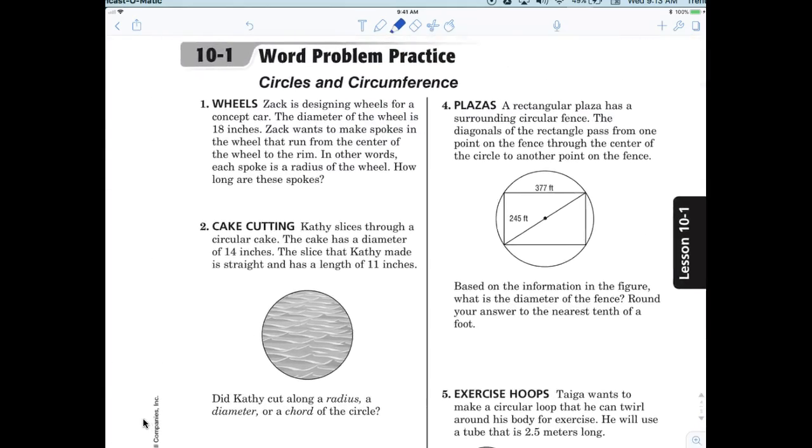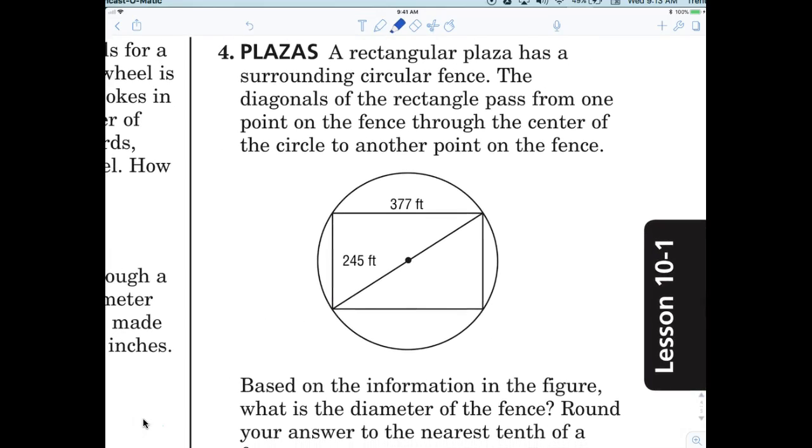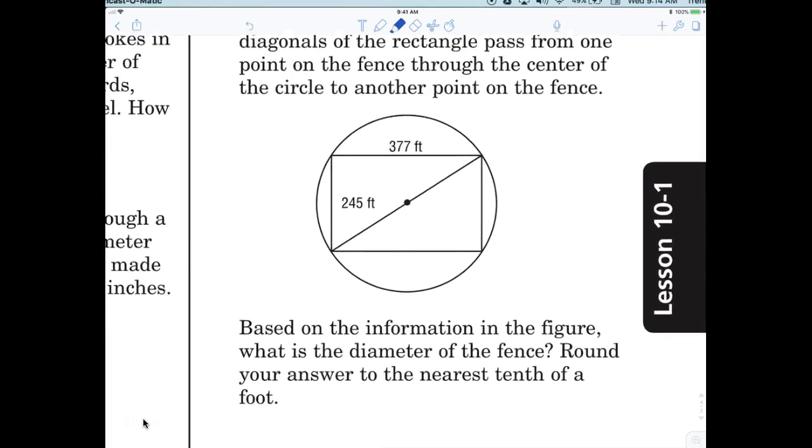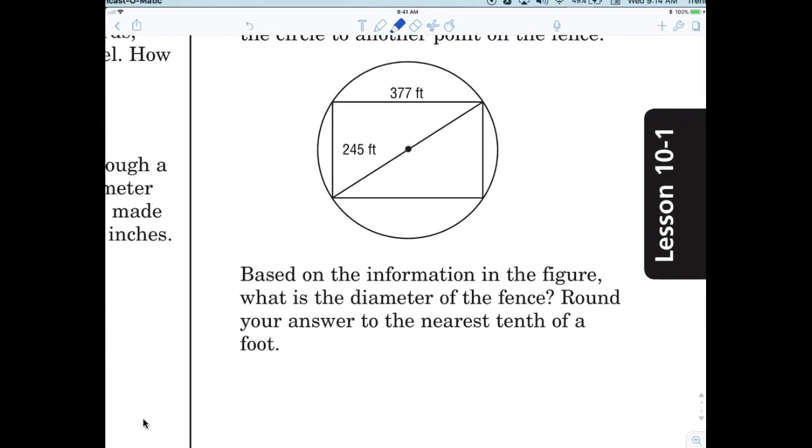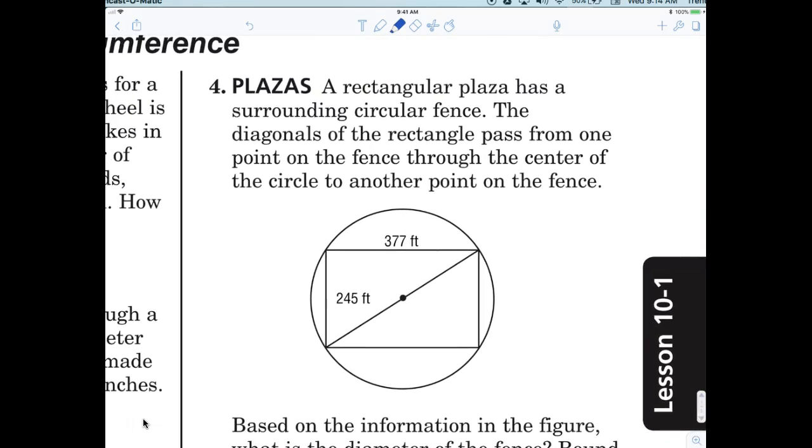All right, let's check out 4 on the word problems. Very good. All right. It says, a rectangular plaza has a surrounding circular fence. The diagonals of the rectangle pass from one point on the fence through the center of the circle to another point on the fence. Based on the information in the figure, what is the diameter of the fence? Well, it says a rectangular plaza. Do you agree with that? Do you hear me? So because it's a rectangular plaza, you know that that's a right triangle, right?